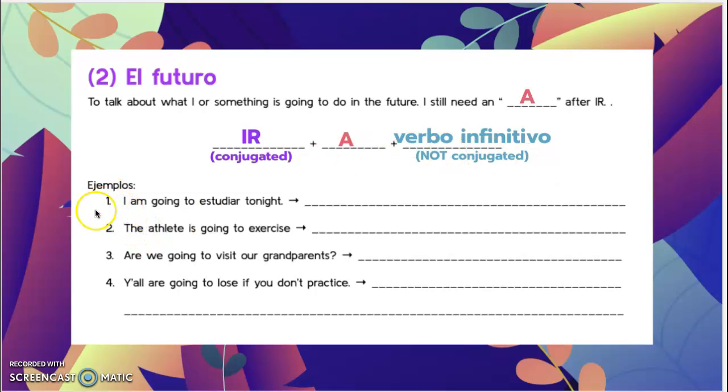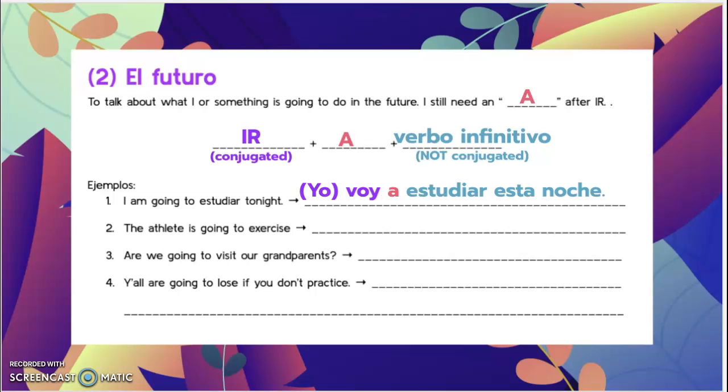So entonces, I'm going to do number 1 with you, then I'm going to ask Ms. McCardle to pause, and then you can check your answers. I'm going to estudiar tonight. Yo voy a, I gave you the infinitive, estudiar esta noche. Señorita McCardle, por favor, pausa el video ahora.